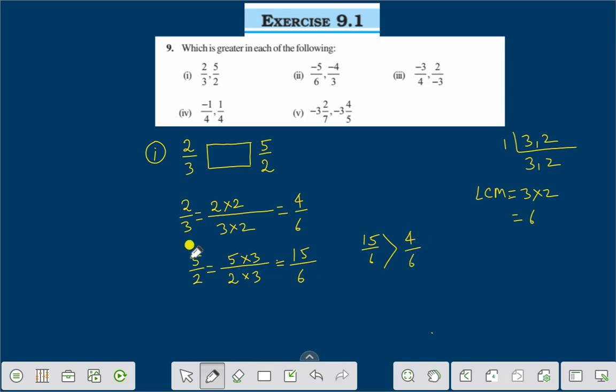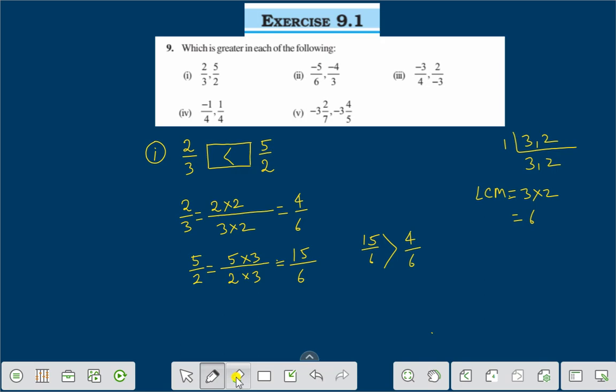Now, 15 by 6 is this number 5 by 2. Therefore, we can say 2 by 3 is less than 5 by 2. Or you can say 4 by 6 is less than 15 by 6. That means 2 by 3 is less than 5 by 2. That is question number 1, solution of question number 1.